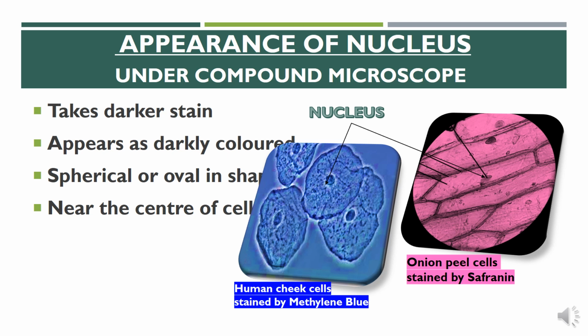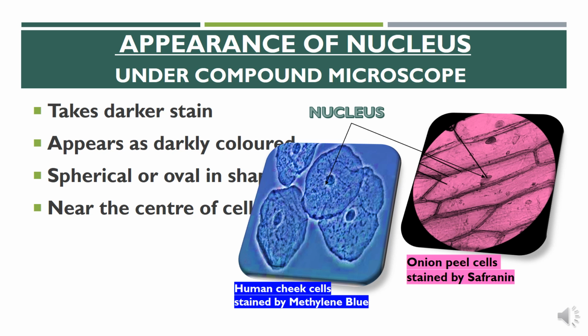Next, the first one is the appearance of the nucleus under a compound microscope. During our practical activities, we prepare temporary mounts, temporary slides of onion peel cells and human cheek cells. What we do is take a thin slice of onion peel or the inside layer of our cheek, and we stain them using particular dyes. For example, plant cells are mainly stained by a dark red solution called safranin, and animal cells are mainly stained by methylene blue. So this is how these cells look under the microscope, and as you can see, onion peel cells have a rectangular structure, whereas human cheek cells are polygonal or somewhat irregular in shape.